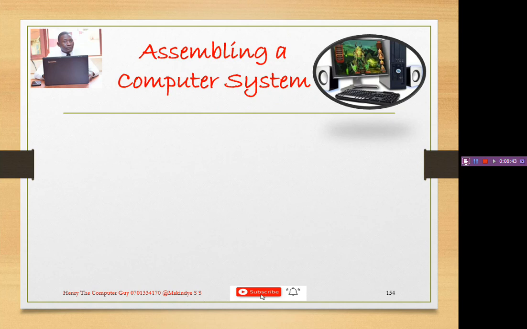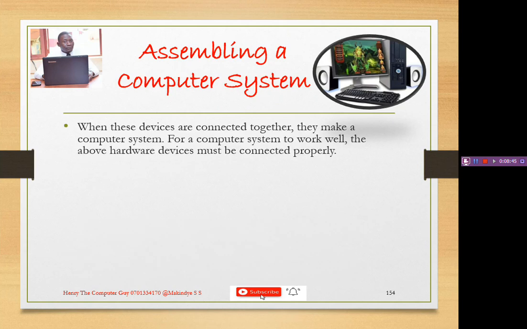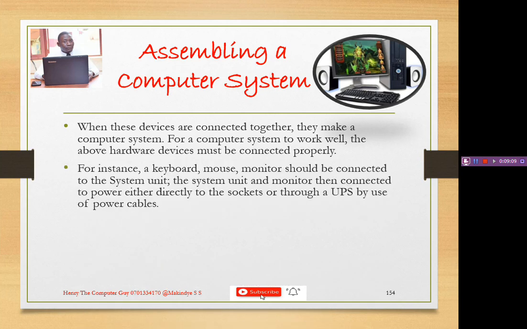Assembling a computer system is what we are on now. Now they are telling us that when these devices we have looked at are connected together, they make a computer system. For a computer system to work well, the above hardware devices must be connected properly. So for you to have a functional and correctly working computer system, all the components we have seen previously have to be connected well. For instance, a keyboard, a mouse, a monitor, I think we now know how these components look, should be connected to the system unit.